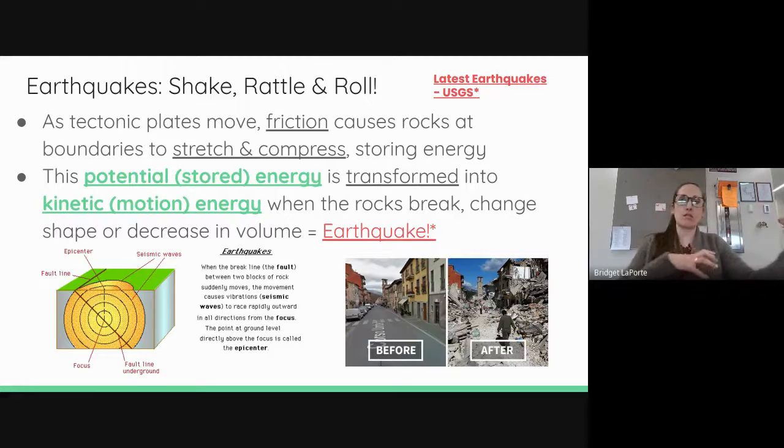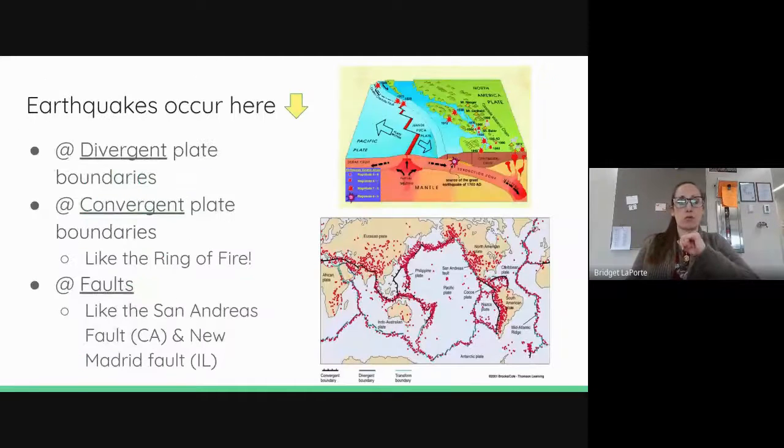And that's when that potential energy gets converted into kinetic energy, and the rocks break, and you have all sorts of movement happen. And we feel that as an earthquake, all right? We feel that as an earthquake. And as you can see in the images here on the bottom right, as well as what we're gonna see in the next few slides, lots of devastation can take place from a short amount of time with these earthquakes.